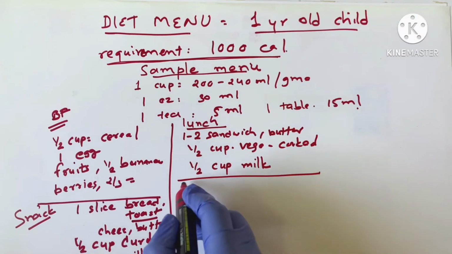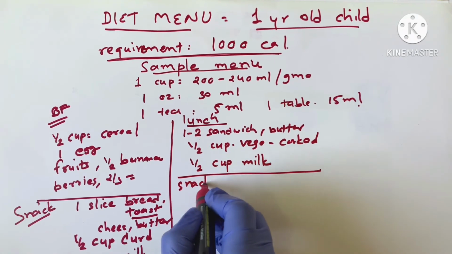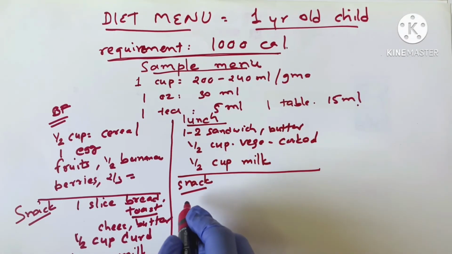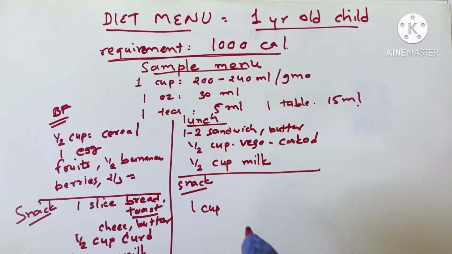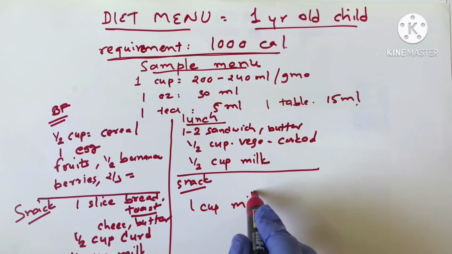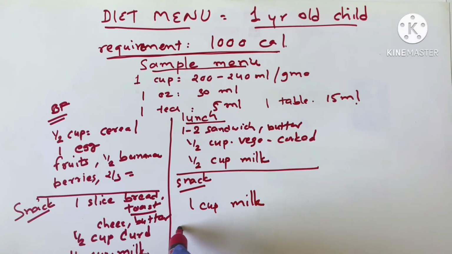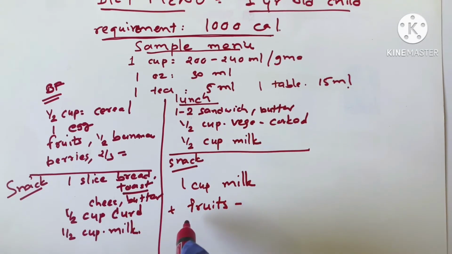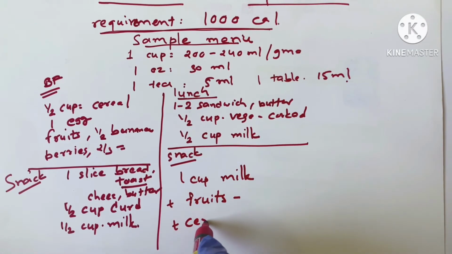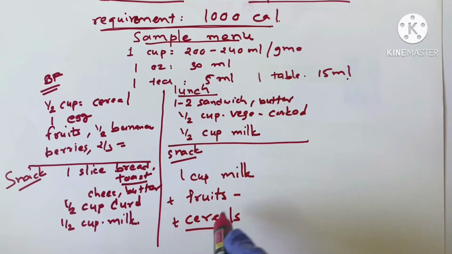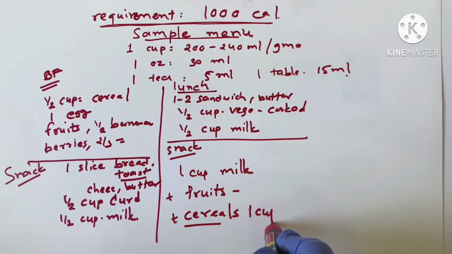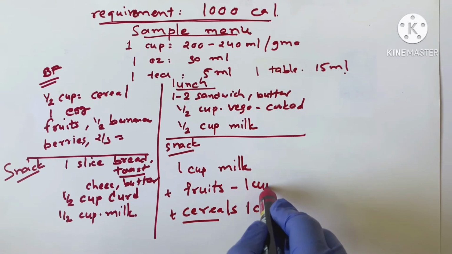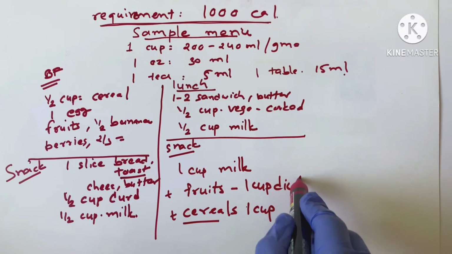Another session of the snack we can consider, where we can give 1 cup of the milk. We can add some fruits here. We can give some cereals also here, around 1 cup. Diced fruits you can give.